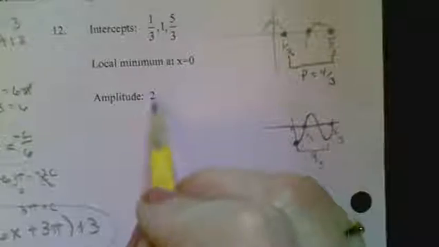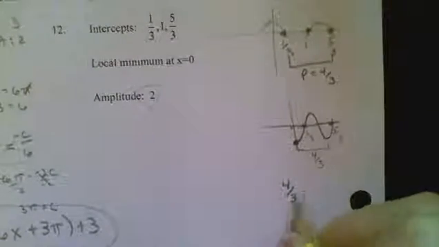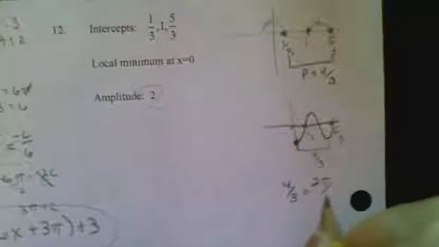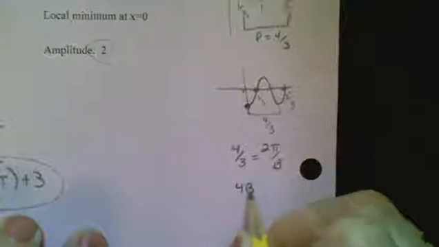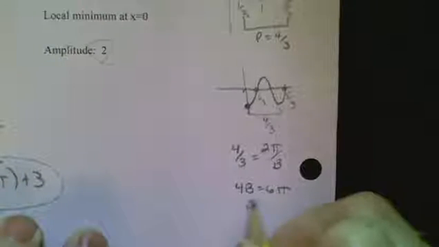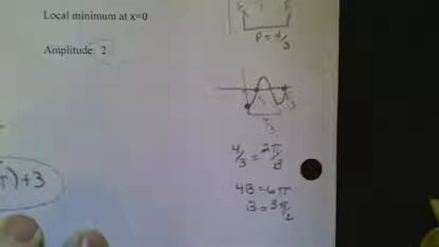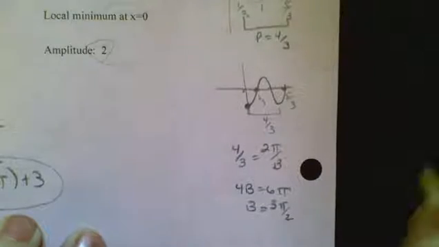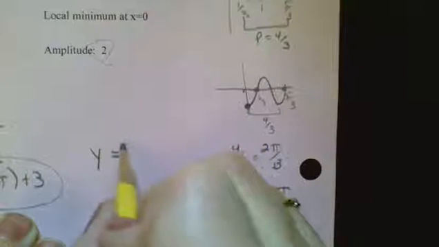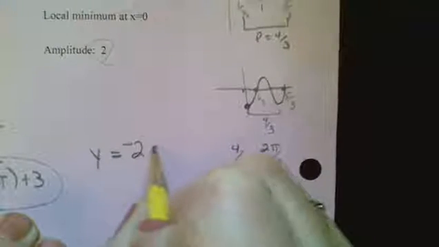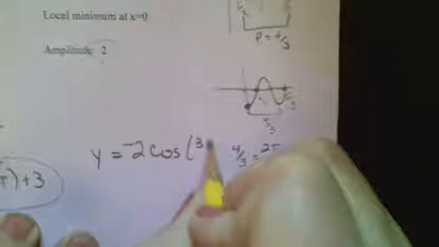My amplitude they told me was 2. I know the period, so if the period is 4/3, I have to set that equal to 2 pi over b. If I cross multiply, 4b has to equal 6 pi. So b is going to equal 6 divided by 4, which is 3/2 pi. Alright, so my equation, y equals, again I started down here, so negative, amplitude was 2, cosine of, my b value is 3 pi over 2 x.